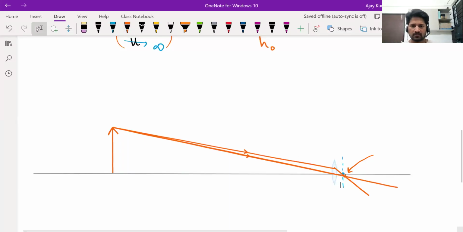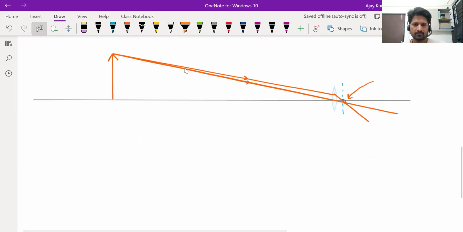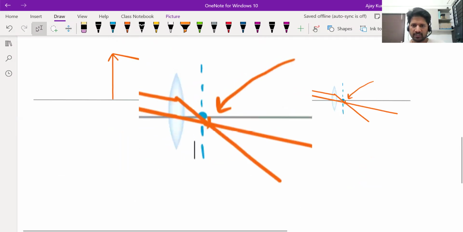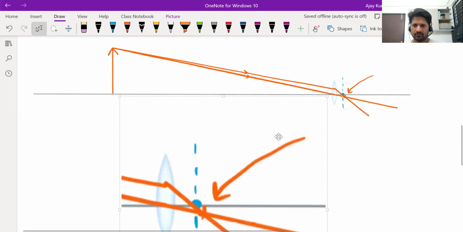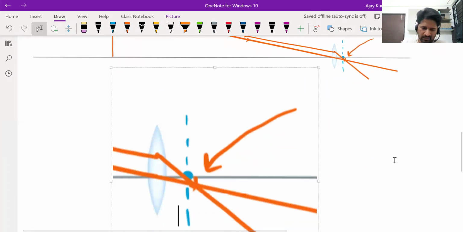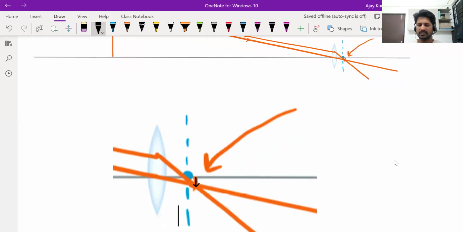Fine. I'll just take a picture of that image and zoom it in. Yeah, so that image formation part, if you zoom in, you'll be able to observe the very, very small image that is formed. So this thing that you see here is the image. That is where the refracted rays are meeting.